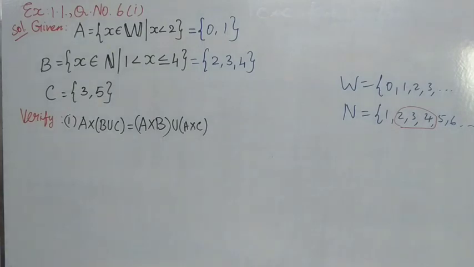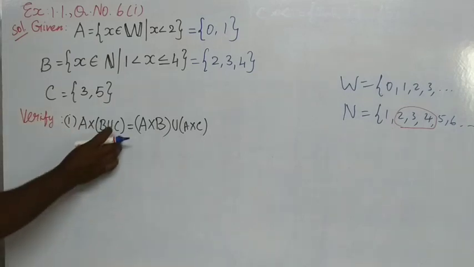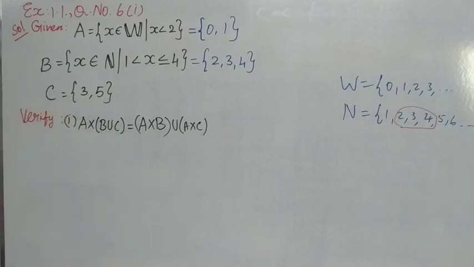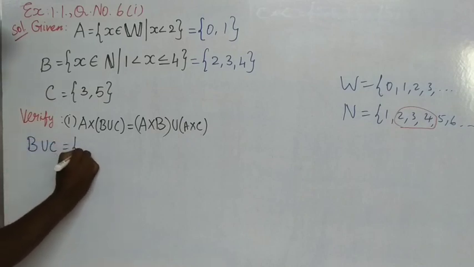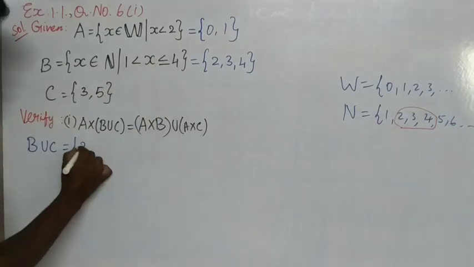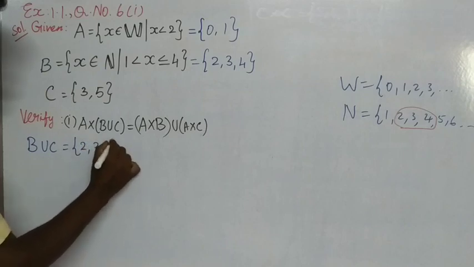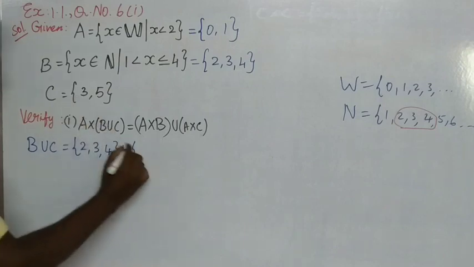Now we can solve the problem. Okay, now the first one, LHS, left hand side, A cross (B union C). So first we have to find the value within the bracket. So first B union C. B union C is nothing but we have to union the sets B and C. So what are the elements of B? 2, 3, 4. Union. The elements of C are 3, 5.